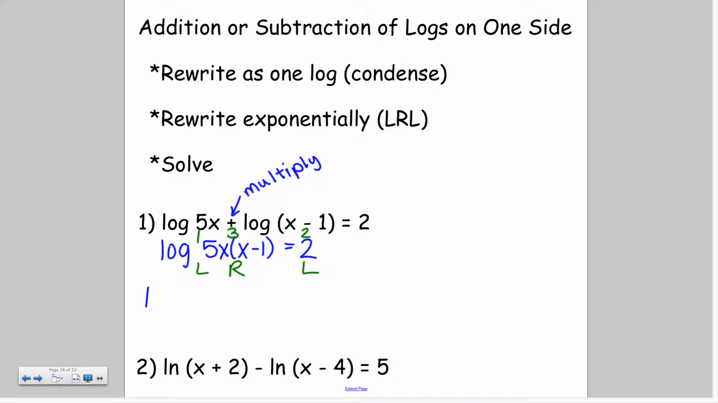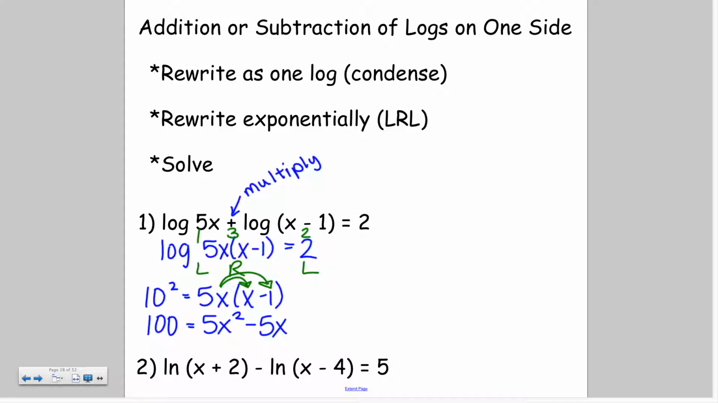And then we're going to solve it out. So we have 10, because that's our base, squared, is equal to 5x times x minus 1. All right? So 10 squared is 100. Now I'm going to go ahead and distribute this 5x to both of these right here. So 5x times x is 5x squared. And then 5x times a negative 1 is minus 5x.